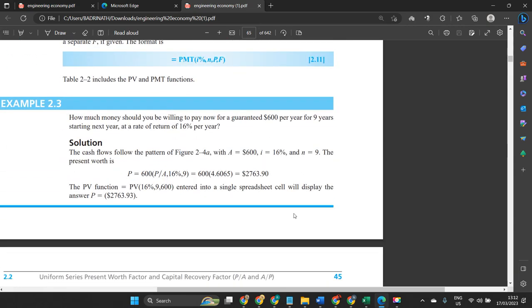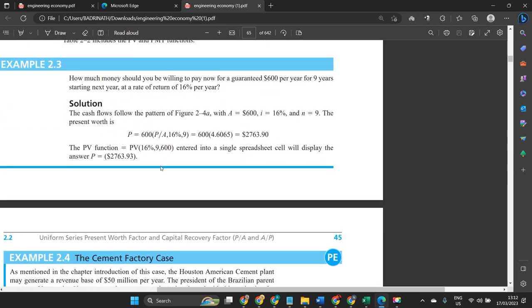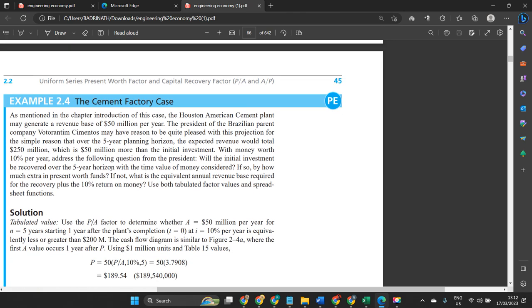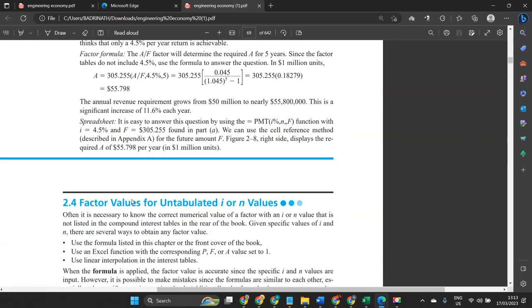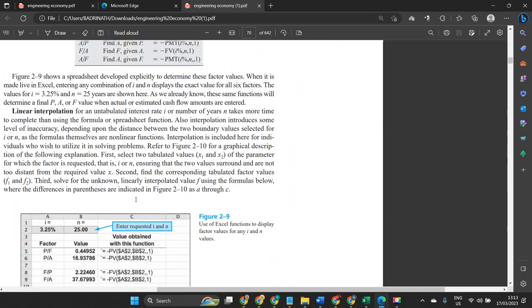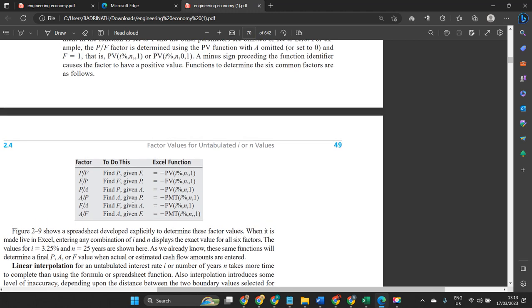You take one concept and you explain. For example, this is one concept. Here we are calculating present worth. When we are calculating present worth, how are we going to use the factor table? Here P by A is taken from the factor table where n is 9 and the interest rate is 16%. When you scroll down, you take randomly one particular calculation and explain how the factor table is used in the calculation part.